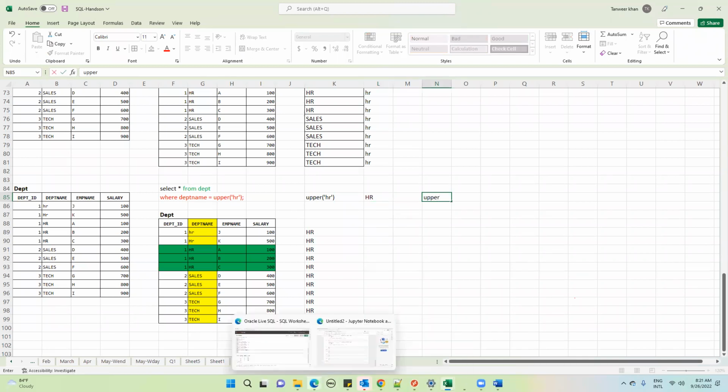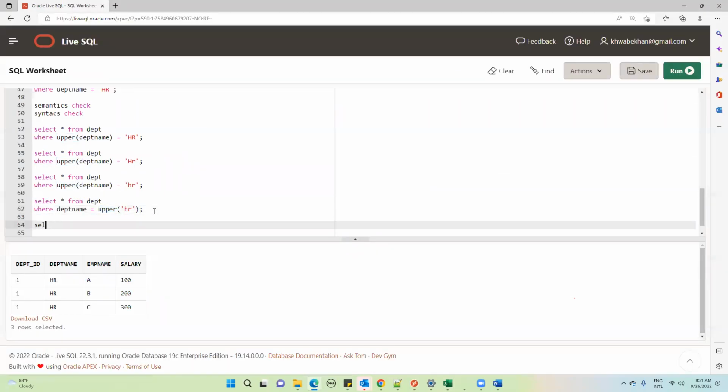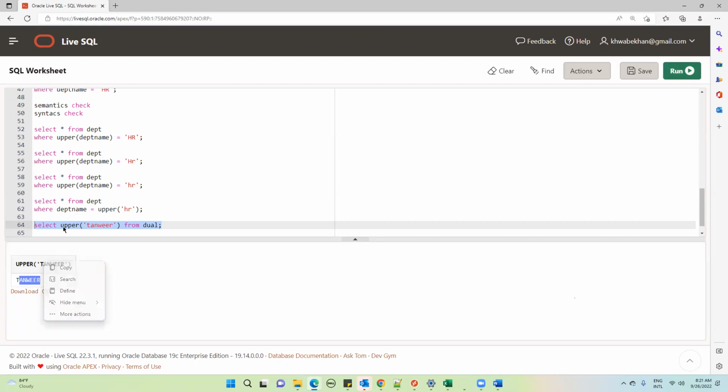I will show you one example. Suppose it is select upper, then we from dual. You might be thinking, what is this dual? Ignore it, I'm just showing you what this upper is. Tanvir is in lowercase, no? Okay. Now check the output. That is uppercase. So the function of upper is to convert anything to uppercase. Is this clear? Yes, yeah.